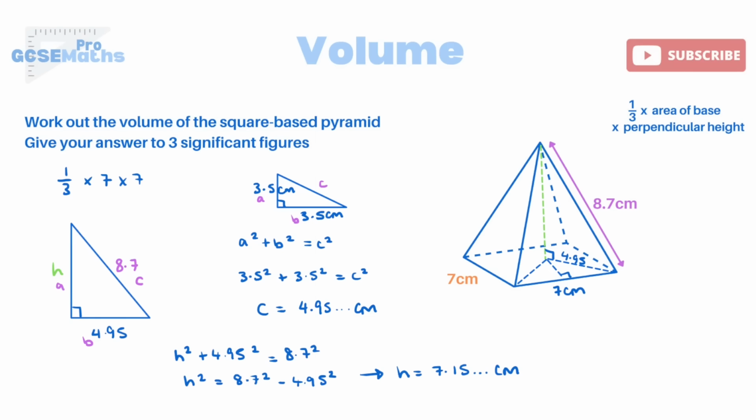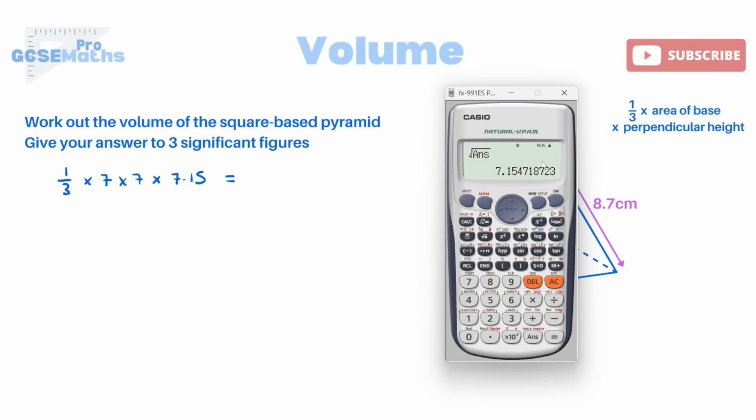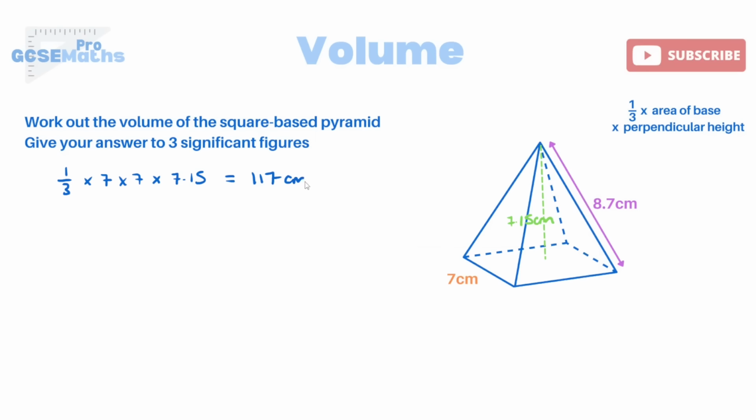So we can now rub out all of this and finish our volume formula. We said 1/3 multiplied by the area of the base, which was a square, so 7 times 7, multiplied by the perpendicular height, which is 7.15. Put that in our calculator. I am keeping this with all the decimals to use, so times answer to get the most accurate answer. This is now the final answer for the volume, so now I can round it to 3 significant figures. So that would be 117 centimeters cubed. So a bit of 3D Pythagoras was thrown in there as well.